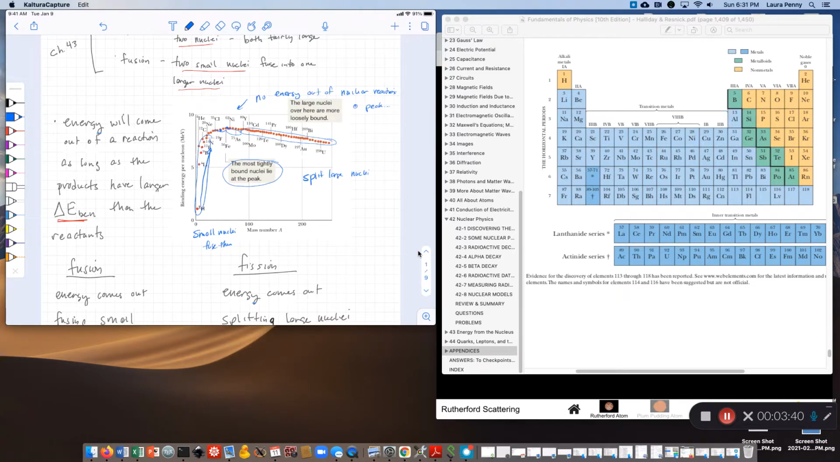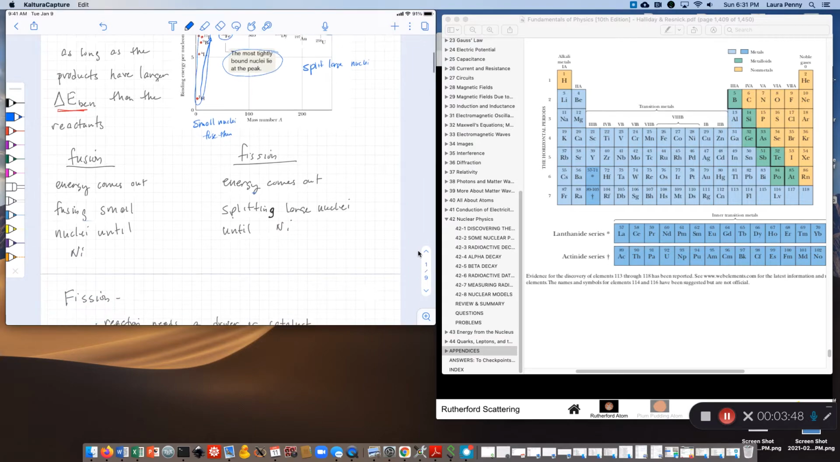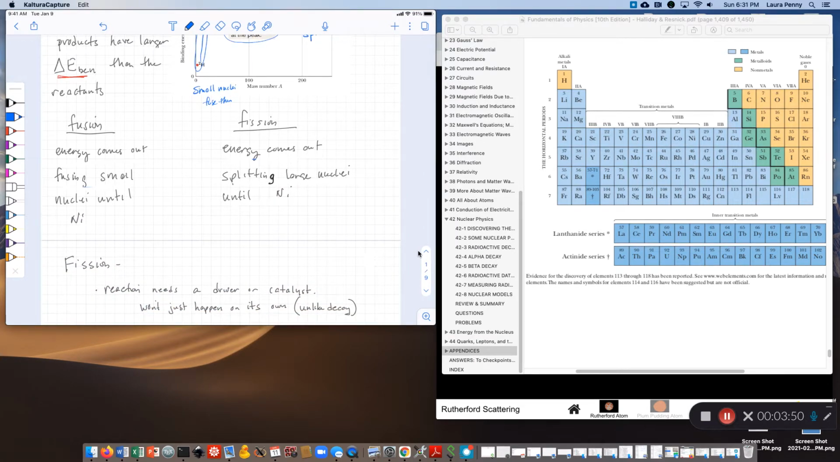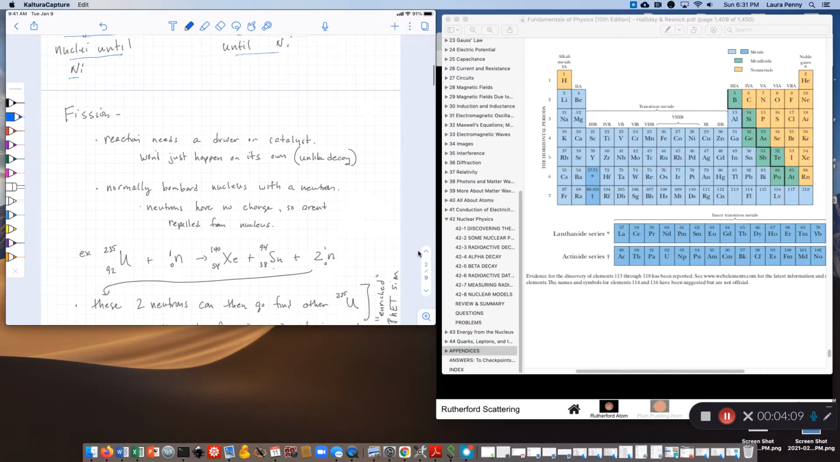And notice that iron is there at this sort of peak region, and that really is important in stellar astrophysics and black hole formation. So fusion, again, energy comes out in a fusion reaction because you fuse small nuclei, and you can fuse them basically until nickel. Fission, energy comes out by splitting large nuclei again until you get to nickel. Let's talk about fission specifically.